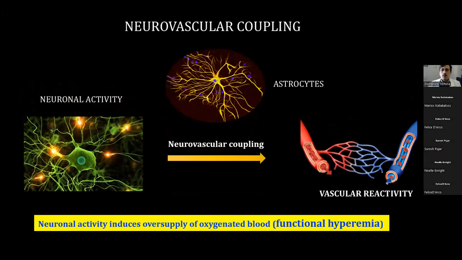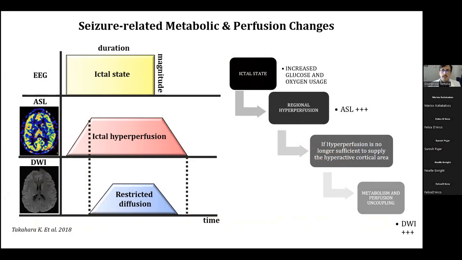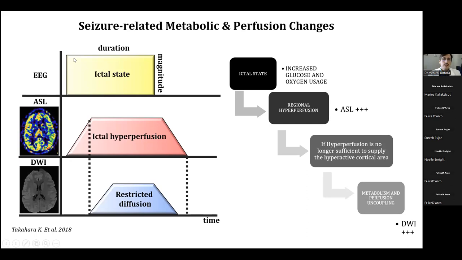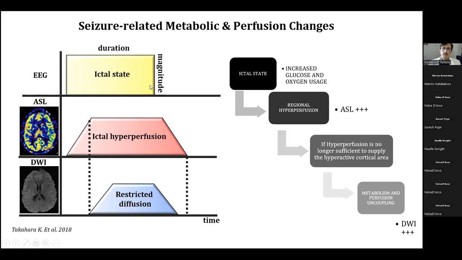Let's start with neurovascular coupling. It is a physiological process that aims to oversupply oxygenated blood to the regions of the brain that are more activated. It can be considered a sort of functional hyperemia, and it is a really important process. When we move this concept to epilepsy, during a seizure we may use this coupling between the metabolic activity of the neurons and the vascular reactivity by looking at perfusion images. In the early stages, during the ictal states, the duration and the magnitude are absolutely important in defining the entity of the vascular reaction.